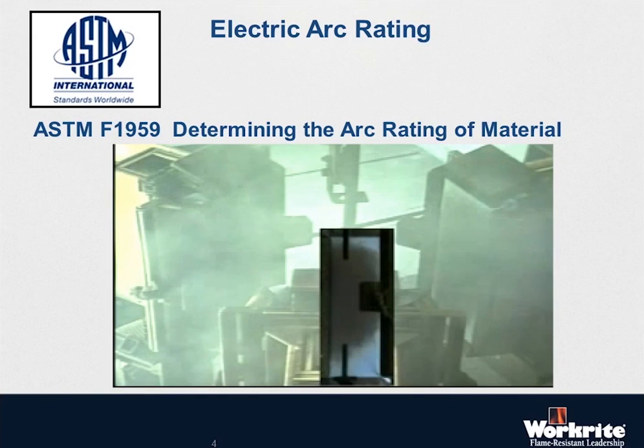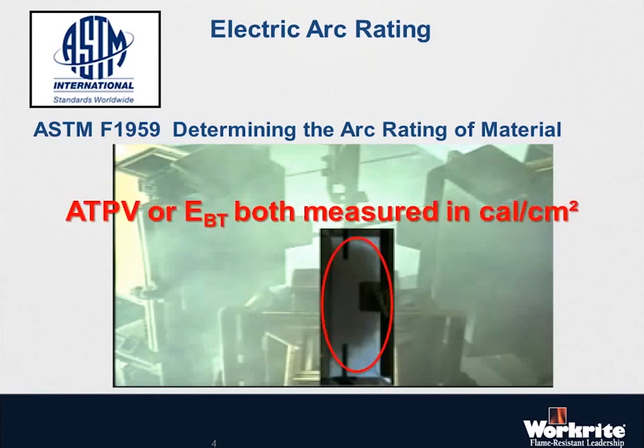And with that number, then it's calculated, and a determination is made what is the arc rating or the arc thermal performance value, ATPV. That's where you'll see the numbers on the garments like 8.7 or 12.2 or 40 or whatever the number might be. That determines the arc rating, and that's measured in calories per square centimeter.